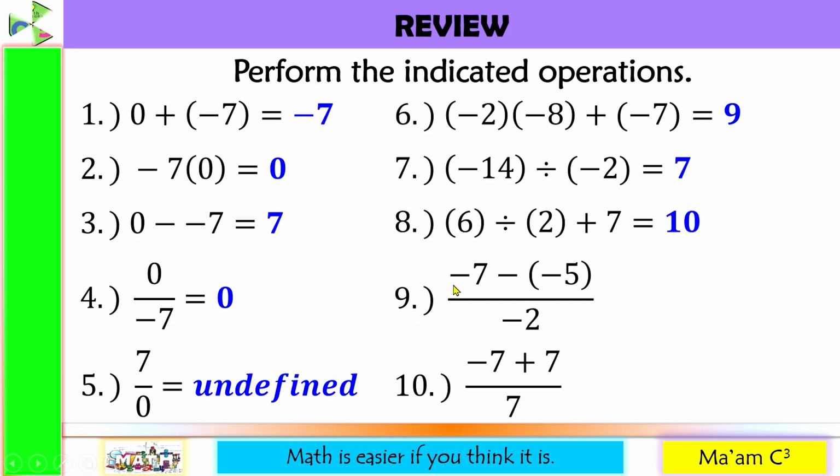Number 9, negative 7 minus negative 5 all over negative 2. Two consecutive same signs, this will become plus. So negative 7 plus 5 is negative 2. Divided by negative 2, this is positive 1. Number 10, negative 7 plus 7. Same numbers of opposite signs is equal to 0. And 0 divided by 7 is still 0.